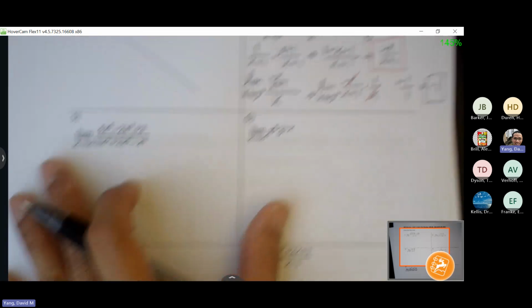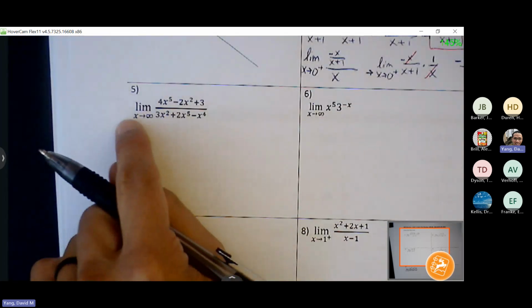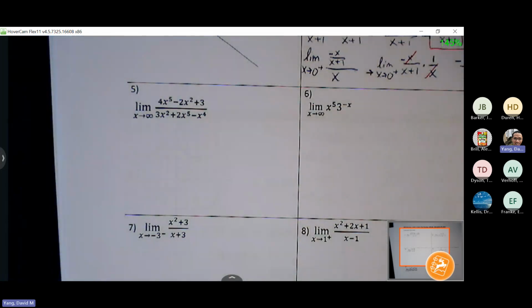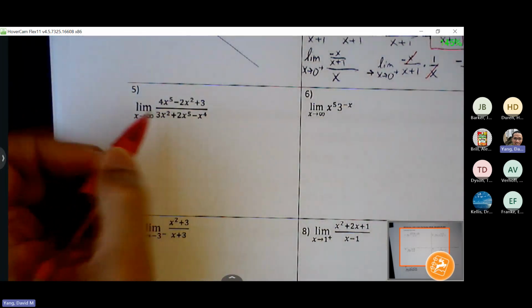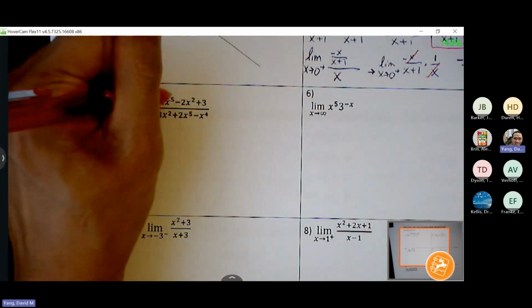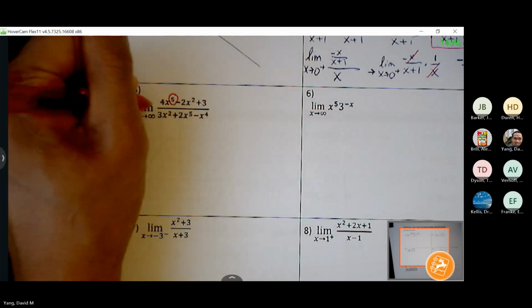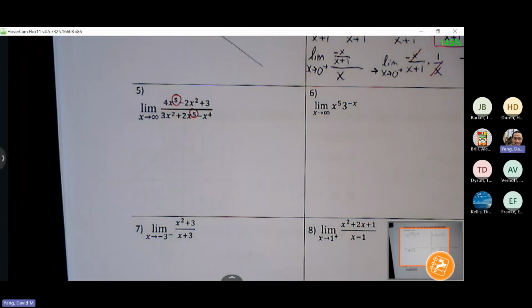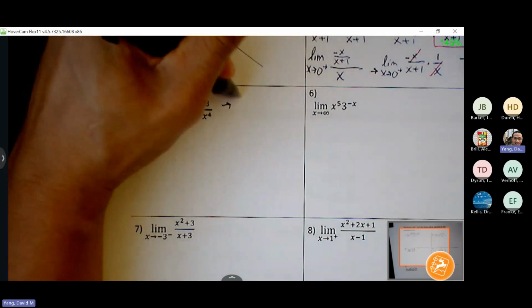Number 5, we're approaching infinity. We don't plug anything in, right? If we see infinity, we're always comparing our highest degrees. And the degrees may not be in order, so we have to look at every degree here. So the highest degree is 5. Our highest degree in the denominator is also 5. So we know the limit does exist. The horizontal asymptote does exist. We just take the ratio of the coefficients. So 4 over 2 is just 2.